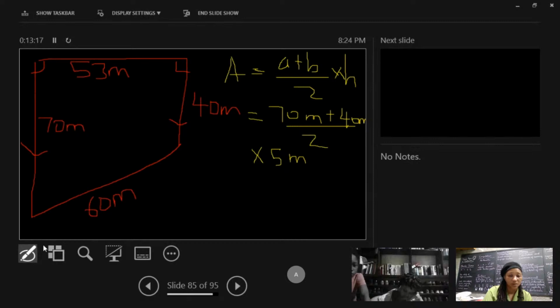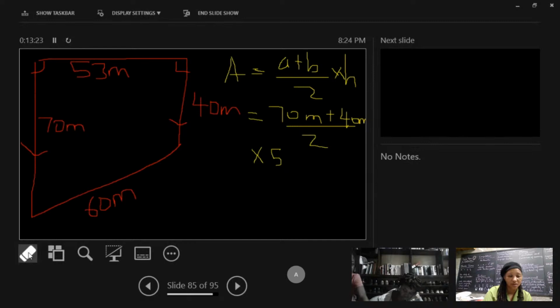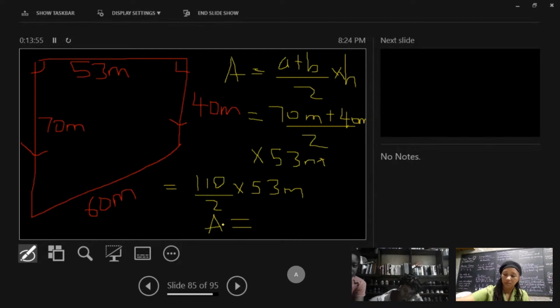All right, so what's that going to give? Okay, miss, 70 meters plus the 40 meters gives 110 meters. 110 meters times 53. You don't want to half it first? Oh, yes, miss. So it would be 55, miss. All right. And so what's the final answer? Okay, miss. The final answer would be 2,915 meters squared.